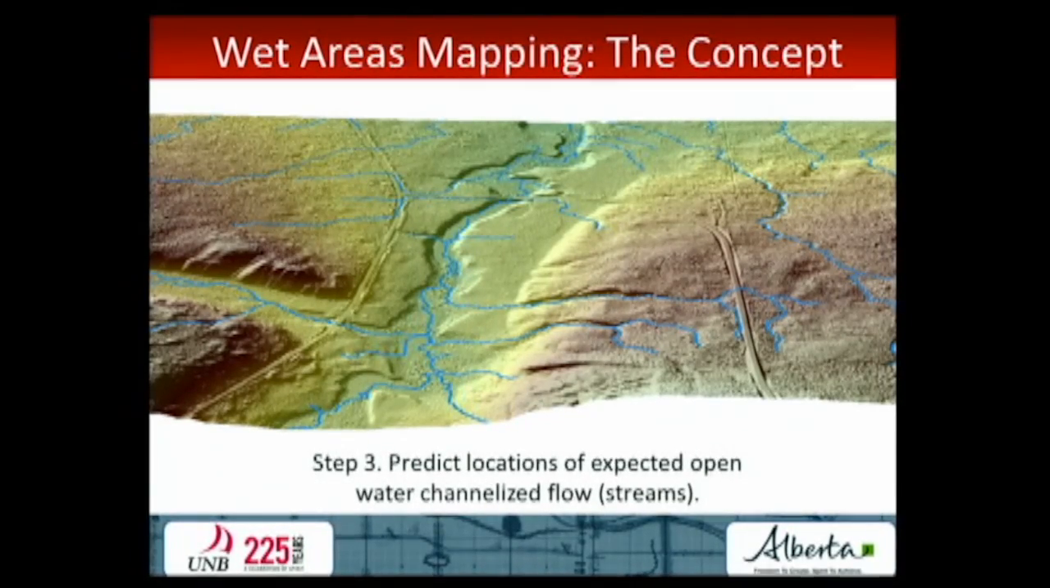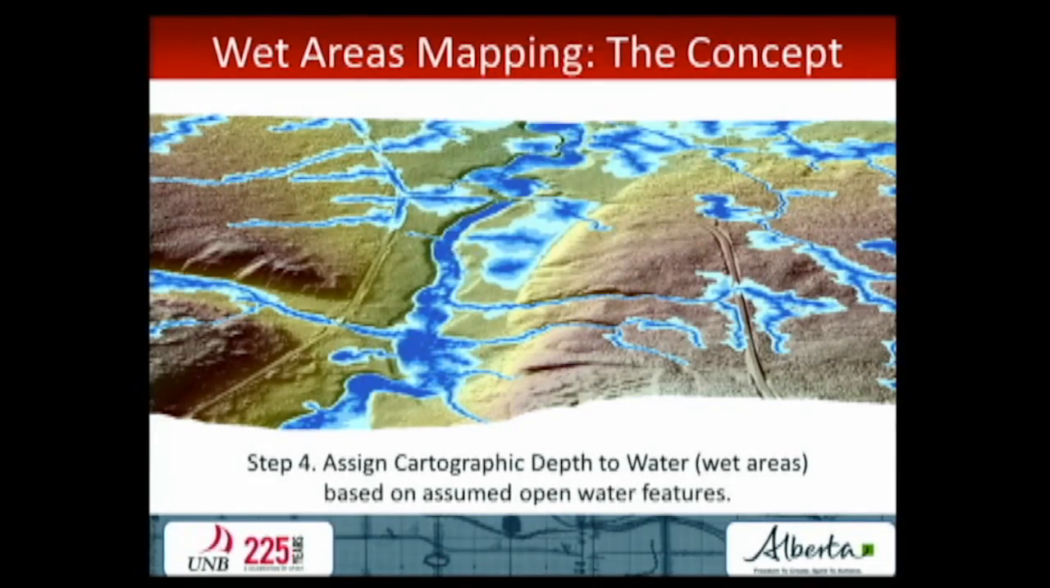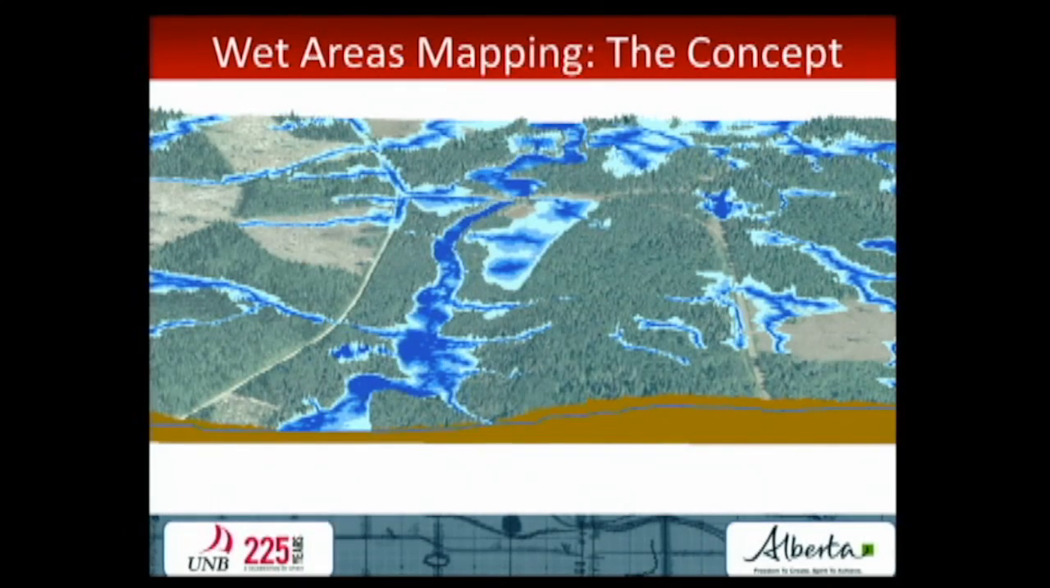The next step in the process is to predict the locations where we would expect open water channelized flow across the landscape. What you see here is just a simple vector representation of the predicted stream channels for this area. Next, we assign a cartographic depth to water, or wet areas index, based off of these assumed open water features and the topography surrounding each of them. In general, we only tend to show the colors of the wet areas from dark blue to light blue, but we have to remember that there are actual depth to water values for every single 1 meter cell across this landscape.